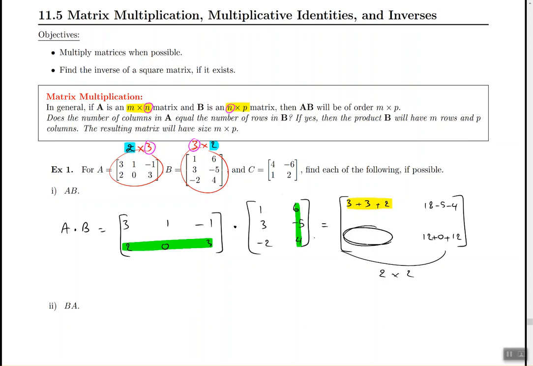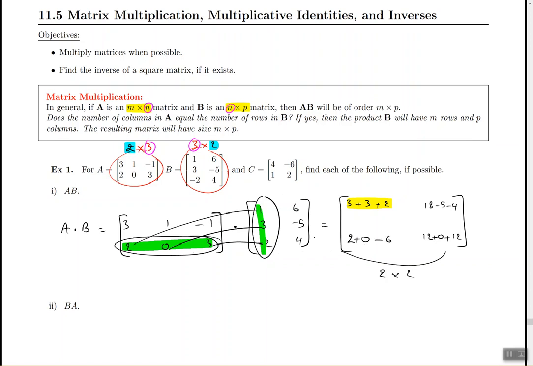Finally, if I want this one, this is the second row, first column. So how can I get it? Multiply the second row with the first column. And again, you multiply each number with the corresponding number. 2 with 1 gives us 2. 0 times 3 is going to be 0. And then 3 times negative 2 is going to be negative 6.